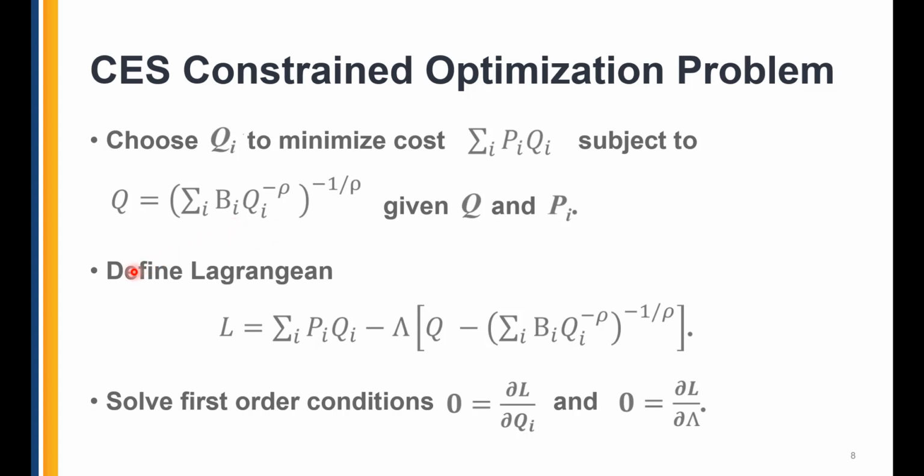If you were going to optimize that, you would just write the Lagrangian. So we got the cost objective here, the constraint over here. We would need to write the set of first order conditions with respect to all of the choice variables, QI, all those inputs, and to our Lagrangian multiplier.